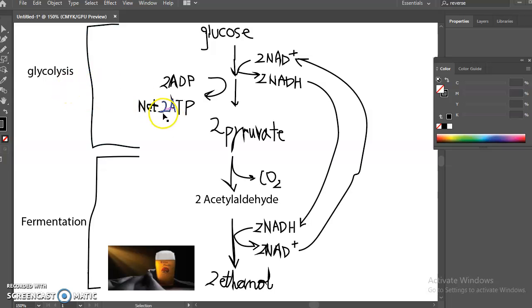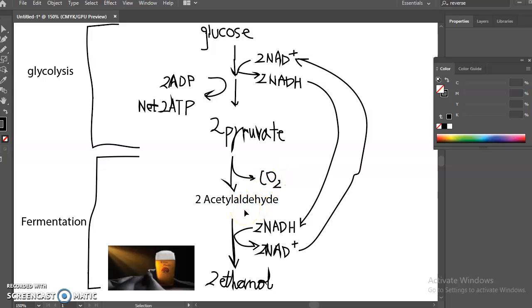So the glycolysis process essentially just takes glucose and converts it to pyruvate to create ATP for the organism to complete its metabolic activities. And then after that, because there's a bunch of NADHs and it needs to have NAD+, the next step is fermentation.